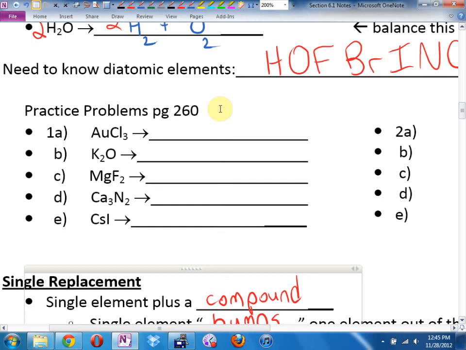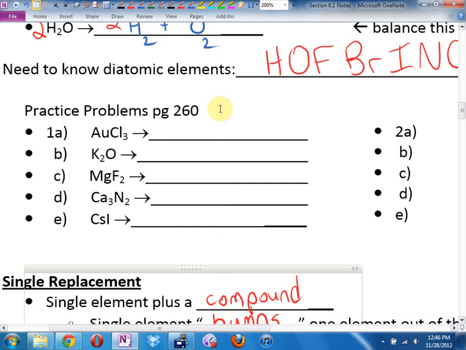Okay. Number 1, all it's saying is complete and balance the following decomposition reactions. So these things will break apart. Remember when they're breaking apart to their constituent parts, that's where the Hofbrinkel rule really becomes important. That's when you need to say, oh, I may have had a single hydrogen on the left, but it's going to be an H2, or it's going to be an O2, or it's going to be an N2, or an I2. Okay? And then balance.